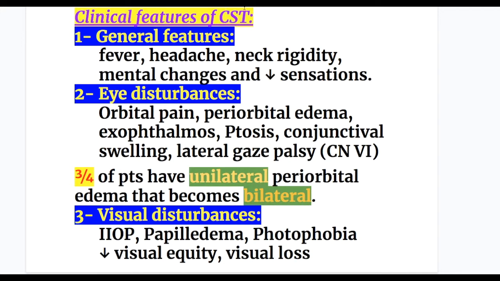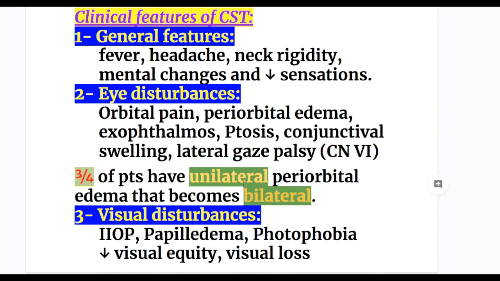Now, clinical features of cavernous sinus thrombosis. Number 1. General features: fever, headache, neck rigidity, mental changes, and decreased sensation. Number 2. Eye disturbances: orbital pain, periorbital edema, exophthalmos, where the eye protrudes out, ptosis, conjunctival swelling, and lateral gaze palsy due to the involvement of the abducent nerve.